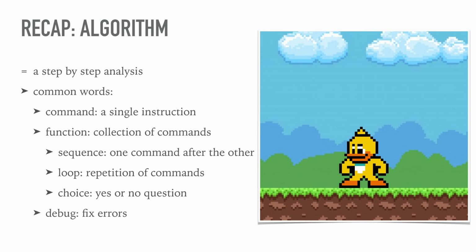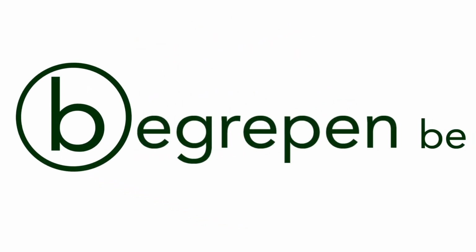Sometimes things go wrong. In that case, we will debug, and that's very normal. A programmer's work is 10% thinking out algorithms and 90% debugging. Now that you know the basics, you're ready to get started in the next videos on algorithmic thinking, in which we will really start programming.